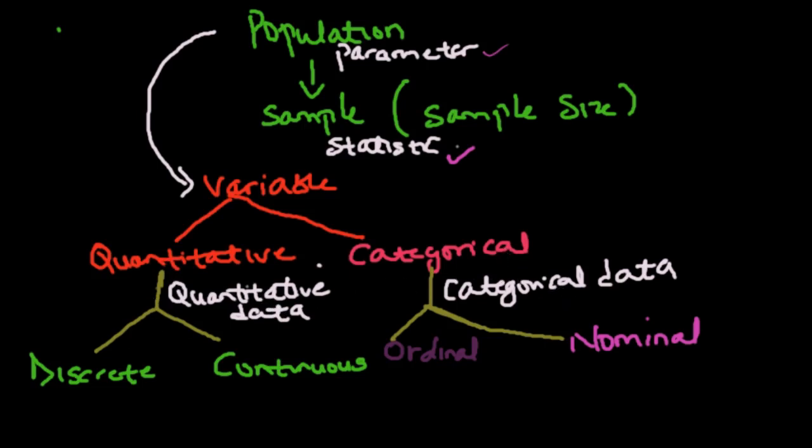Now, quantitative data can be discrete or continuous. It is discrete when it only refers to variables that can be measured in certain numbers, and it is continuous when it can take any numerical value. Now, a categorical data is ordinal if there is a logical ordering to the values of the categorical variable, and it is nominal if there is no logical ordering.